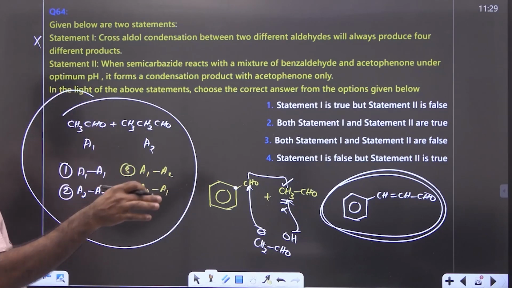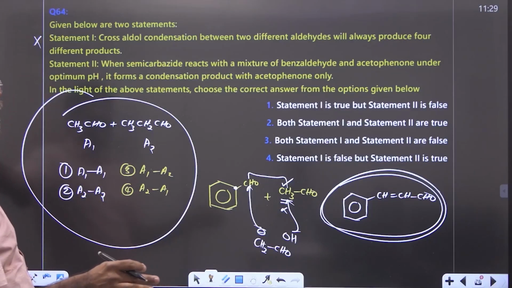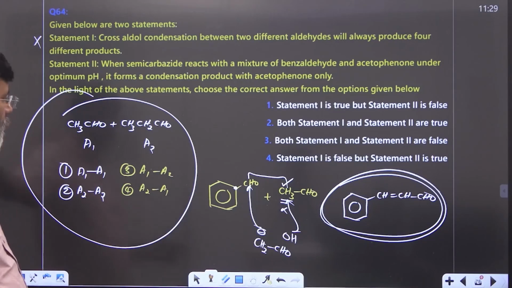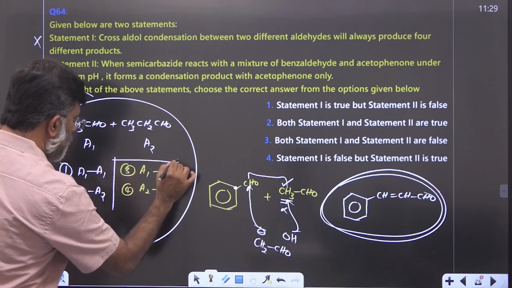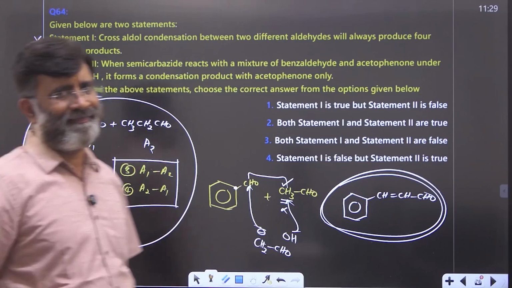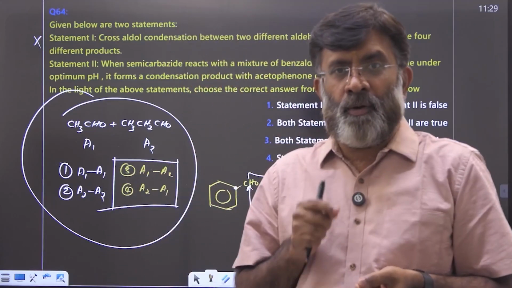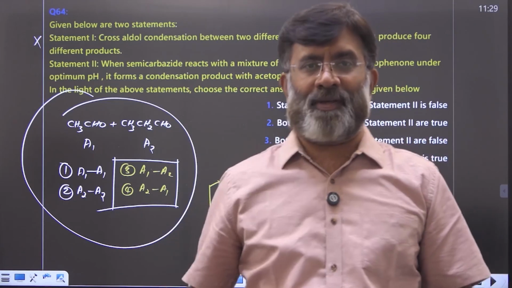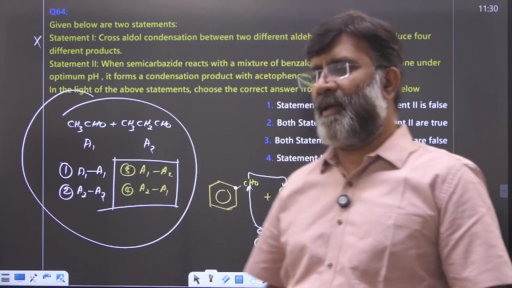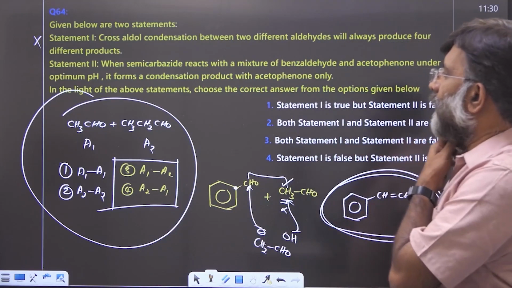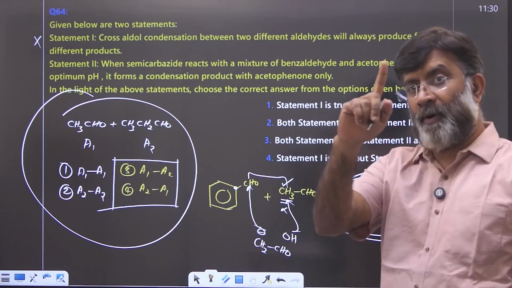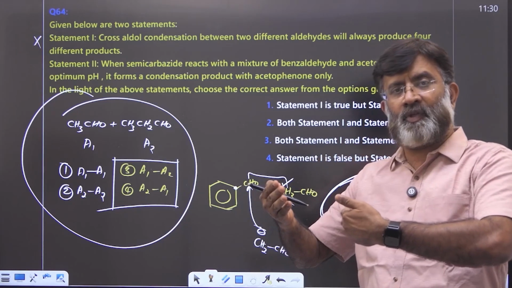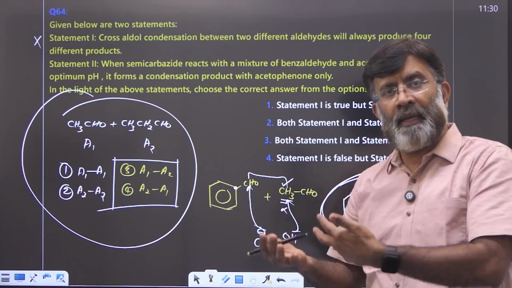The statement says cross-aldol condensation between 2 different aldehydes will always produce 4 different products. It is wrong. Even in cross-aldol condensation, here you get only 2 products. If we are talking about cross-aldol products only, it is only 2 products, not 4. Here only 1 product, here only 1. So according to the nature of the aldehydes involved in the reaction, cross-aldol products may vary.